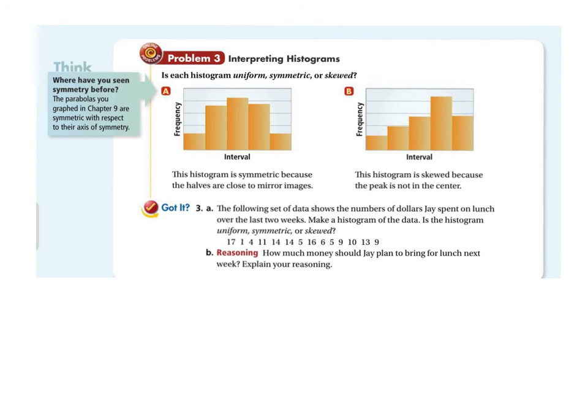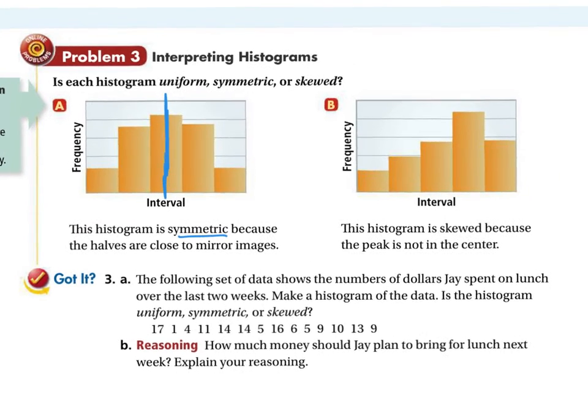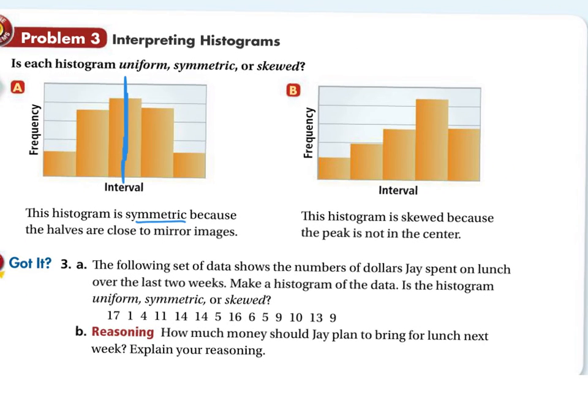So problem 3, they're just asking us which one of these does this match up with. So problem 3, part A, you can maybe see if we draw a line in the middle there, that would be symmetric. It's like a mirror image. On part B, we've got our highest bar over to the right, so that would be skewed.